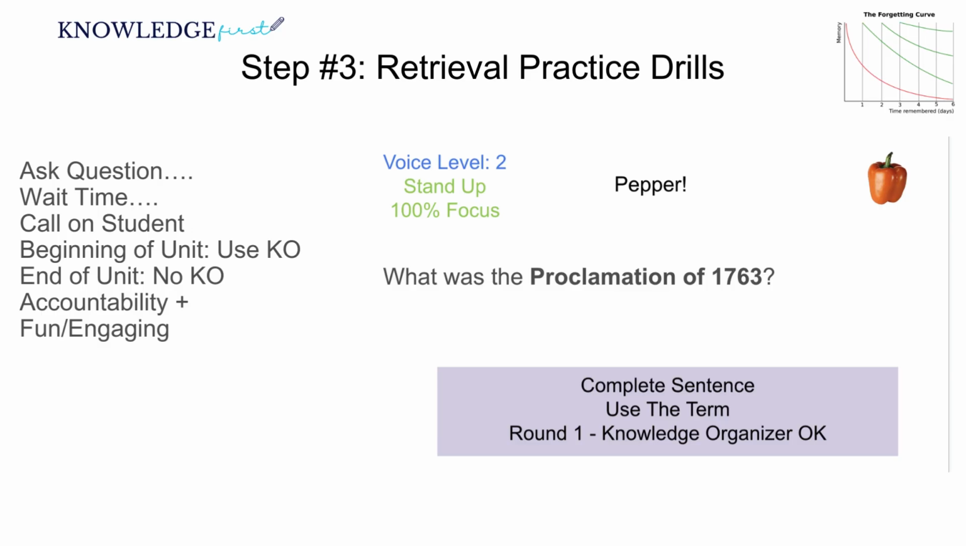Then, call on a student at random. If the student does not know the answer, they can look at their knowledge organizer. Lastly, ensure students follow all of the expectations. Speak loudly so all students can hear them. Answer the question in a complete sentence. Use the term in their answer. Toward the end of a unit, challenge students by playing the game without the knowledge organizers.